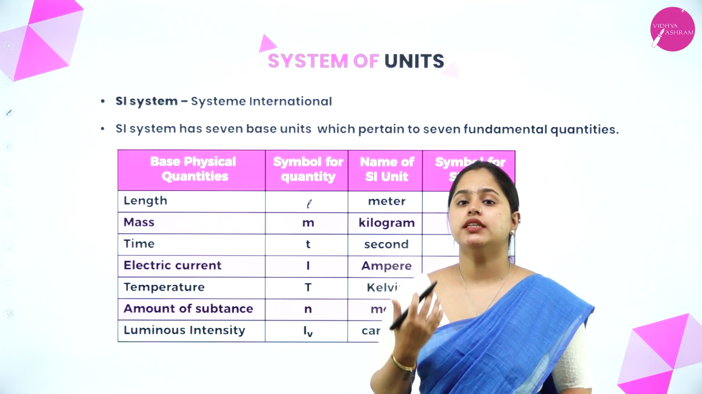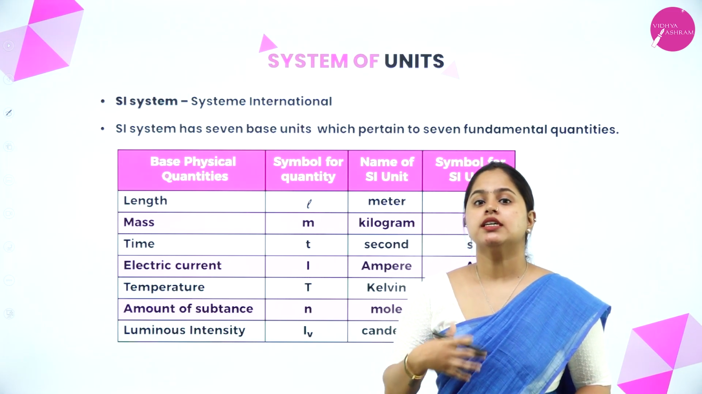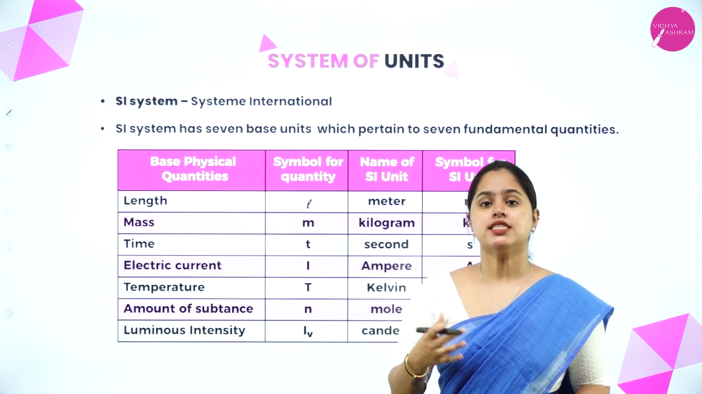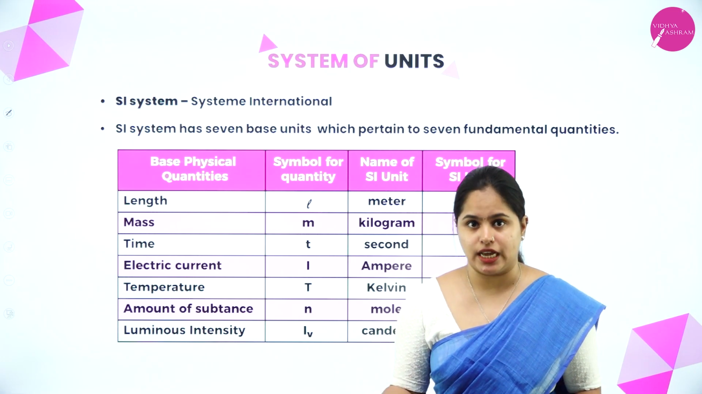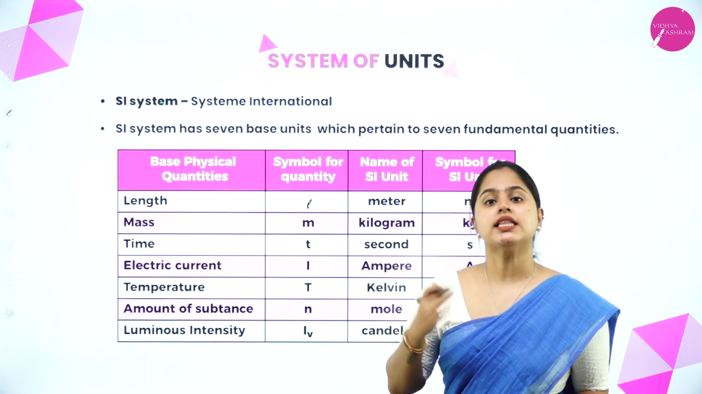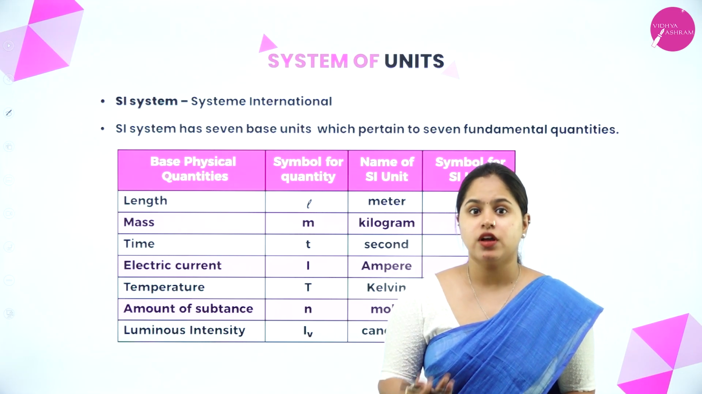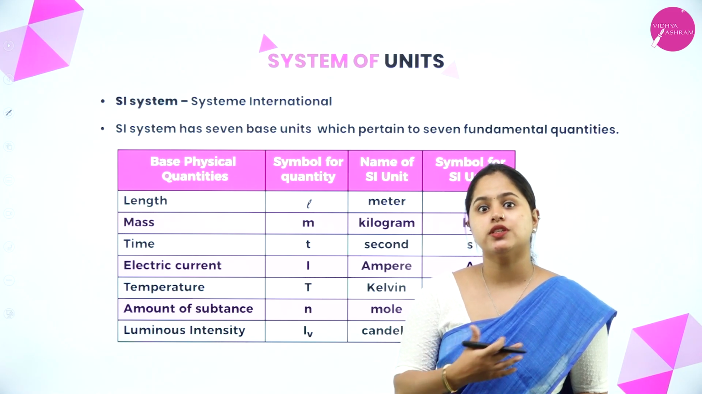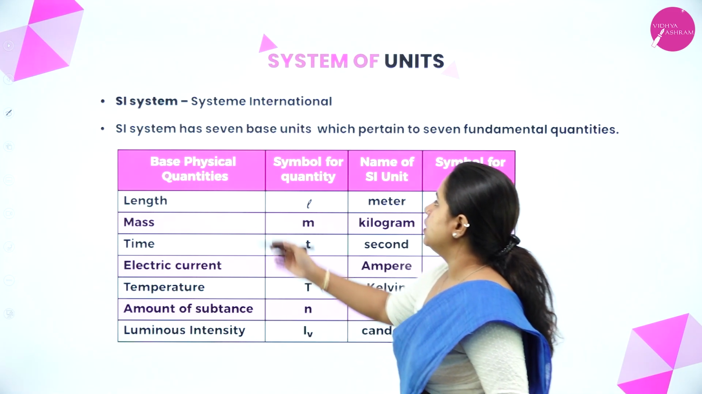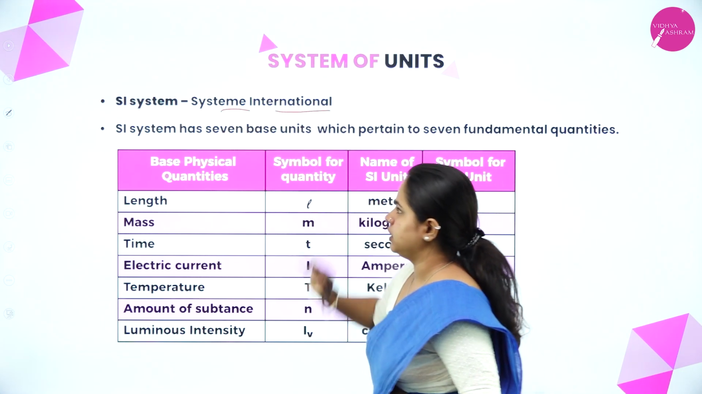Hence there comes a need to introduce an internationally accepted system of units. Not just in India, this system of units will be accepted internationally. Regarding that, we are going to discuss now. That is called the SI system, a system of units which is universally accepted. The full form of SI is System International.